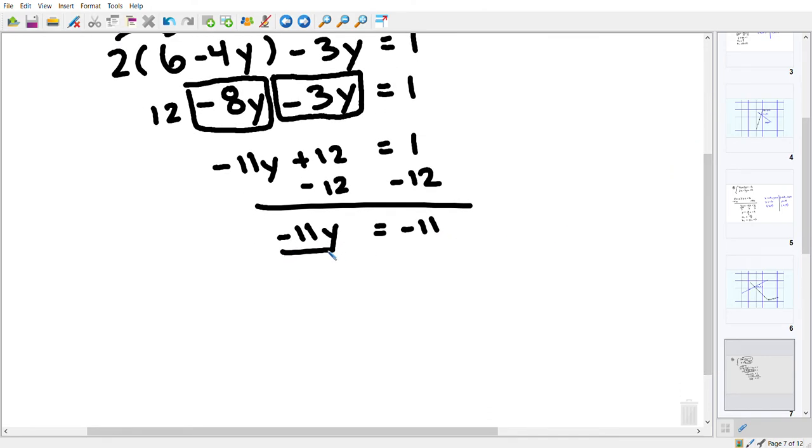We're almost there. Don't forget your signs. Be very careful. Again, some of you made mistakes on the test. Negative divided by negative has to be a positive answer. So now that I have y is equal to 1, I'm going to use my circled part to help me find x equals.